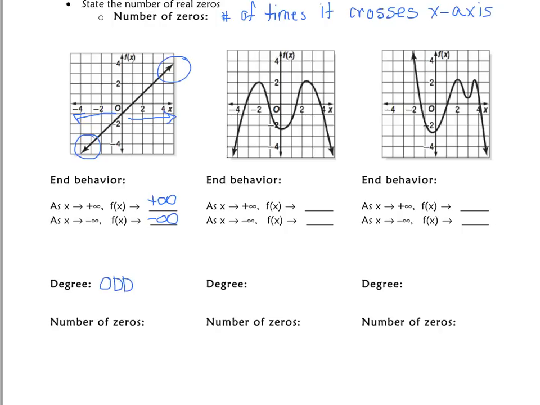An even degree function is always going to be the same. f of x is either going to be going up both times or it's going to be going down both times. An odd degree function is one's up, one's down. So it's kind of acting strange, like why aren't you together or something.